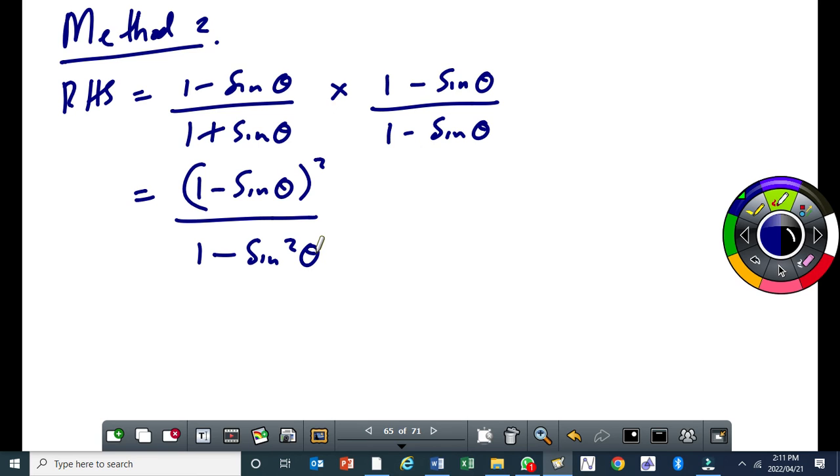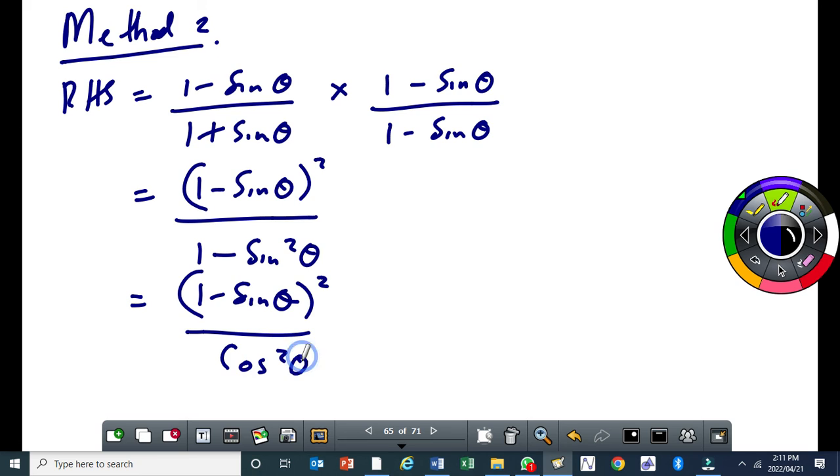I'm smiling already. Then this will be equal to 1 minus sine theta squared over cos squared theta. Okay? I know you, hey, can you pay attention? You might be wondering, how are you going to get tan from there? We can get tan. So let me move on to the next page.